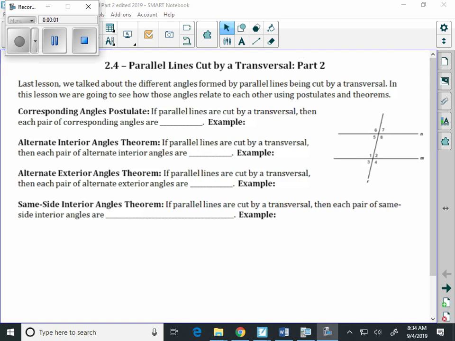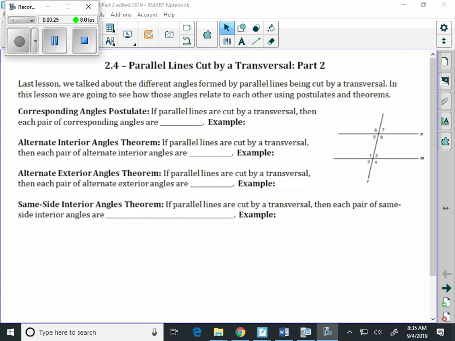So we're going to talk about parallel lines cut by a transversal, some more about them. And specifically, we're going to look at some postulates and theorems because we can look at values. Yesterday we looked at identifying corresponding angles, alternate interior angles, alternate exterior angles, same side interior angles. And now we're going to put more numbers to them.